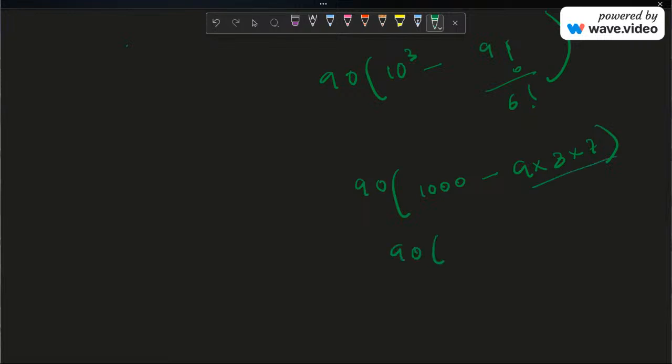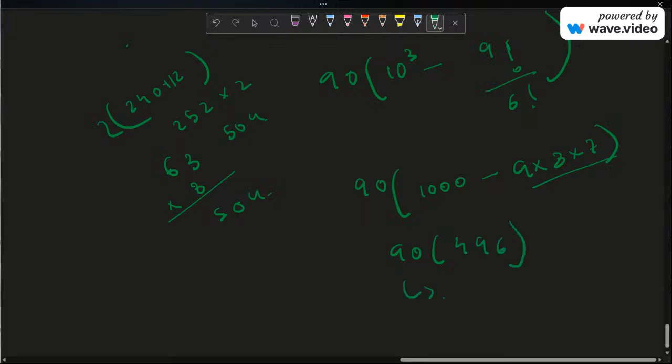90 times 987: 9 sevens are 63 into 8. So 63 into 4 will be 240 plus 12, 40 plus 12 into 2, 252 into 2, 504. 1000 subtracted by 504 is 496. 496 multiplied by 90.